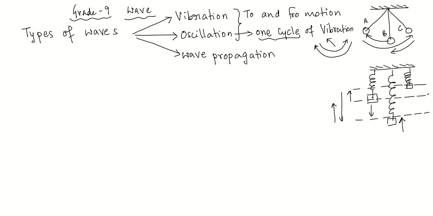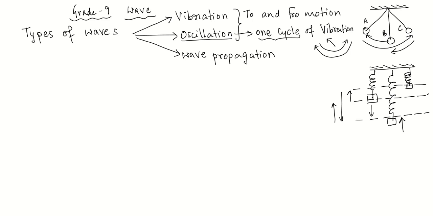Same thing in the spring. Spring also goes up, comes down, and then goes up. So that is called one cycle of vibration, which is your oscillation, the name given. So we are going to use this name oscillation all the time. Okay, what is wave propagation now?